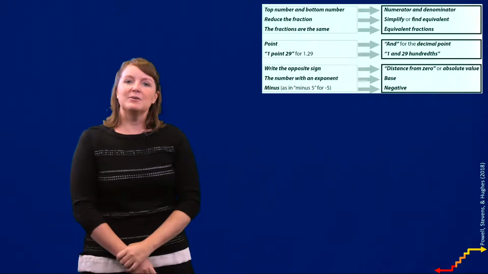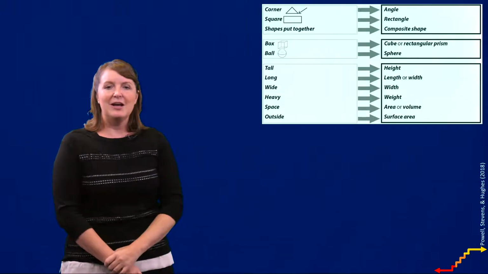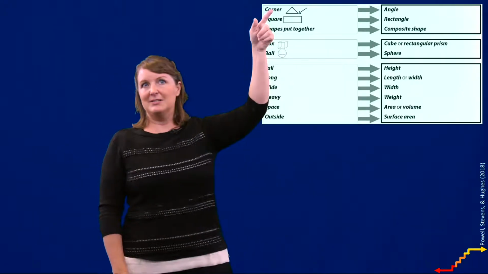Now there's also a few considerations when it comes to geometry. This is not the corner, that is an angle.